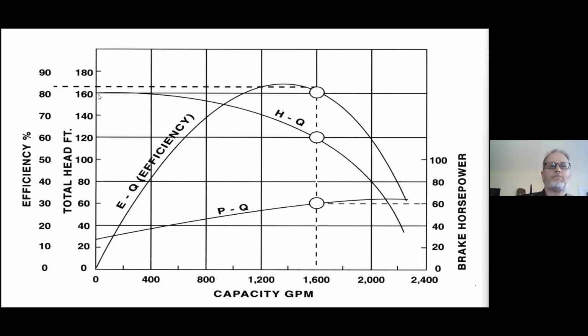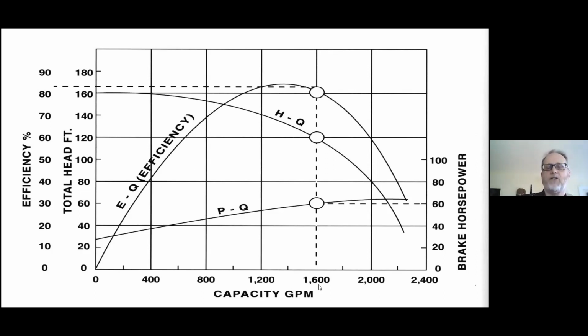but it's not going to move any water. So we need to know at 1,600 gallons per minute, the HQ curve will tell us we're not really going any higher than 120 feet. And that would include things like friction loss. And then the efficiency out here in percent, 82% based on this efficiency versus flow.